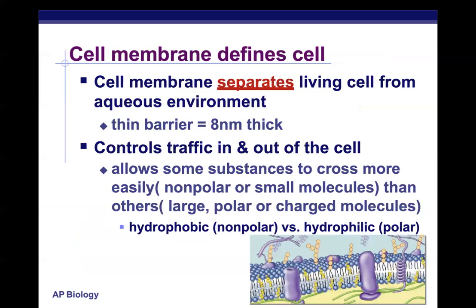The cell membrane defines the cell. It separates the living cell from its aqueous environment, and it's only about 8 nanometers thick. Only about 8 nanometers or 8 millionths of a meter thick. It controls all the traffic in, around and out of the cell, and it allows some substances to cross more easily, like non-polar or small molecules, than others. We call this semi-permeable. Permeable, able to permeate or cross it. Some things are, and some things aren't.